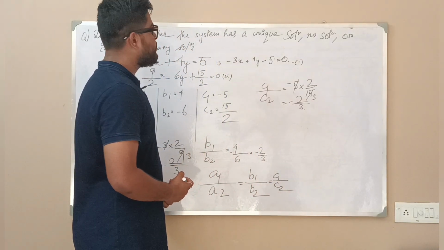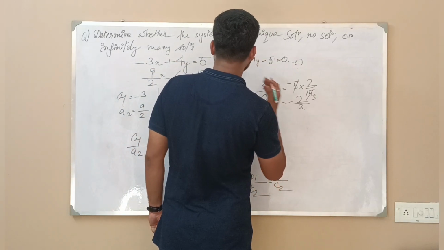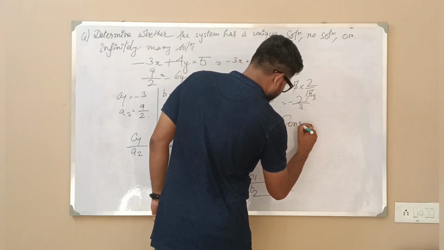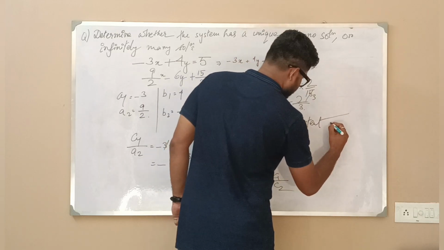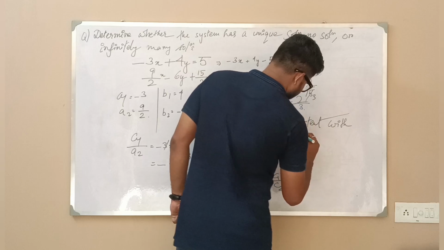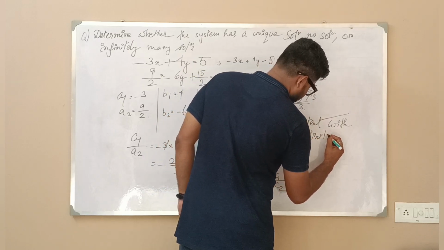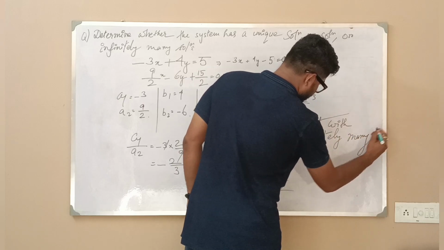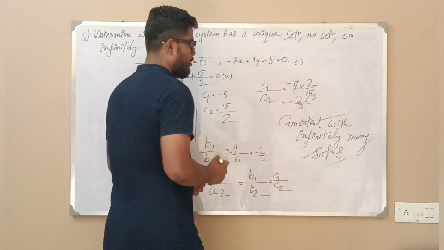Okay, so you have to write in this part that the system of equations given is consistent, and it's also consistent with infinitely many solutions. Is it clear to all of you?